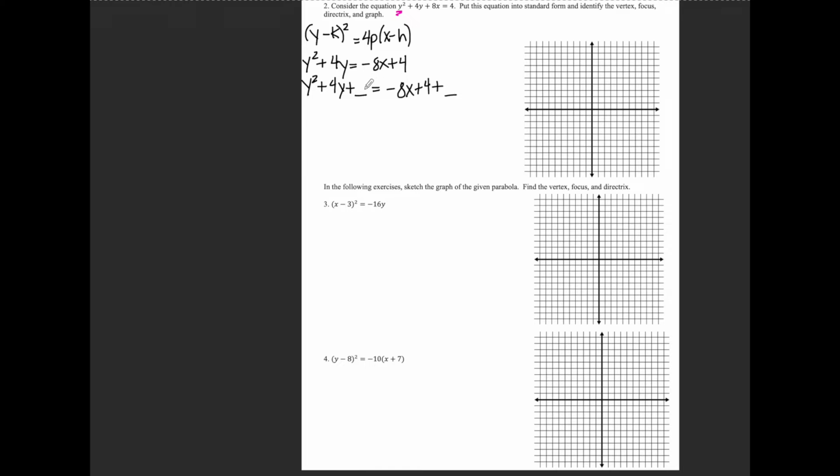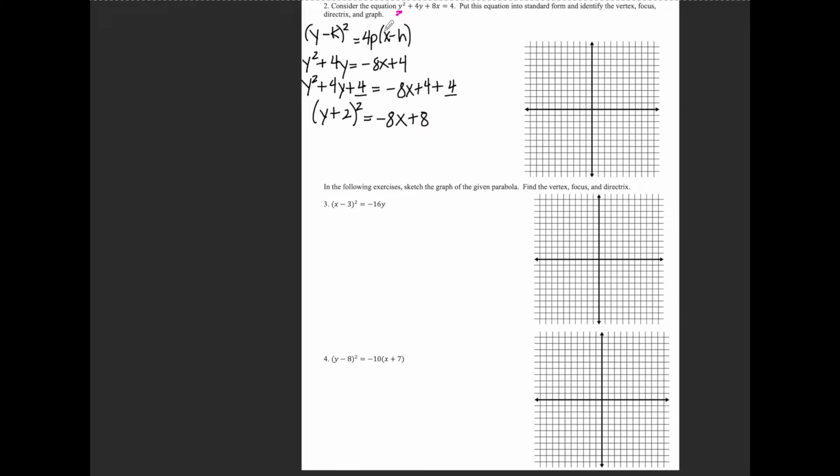In order to figure out this value that I need to complete the square, I look at the number in front of what would be the b term in an ax squared plus bx plus c standard parabola. I look at that b term and I half it and square it. 4 divided by 2 is 2. 2 squared is 4. So I'm adding 4 onto both sides. I'm now going to rewrite this left side as something squared. That's going to be y plus 2 squared. And on the right side, I'm just going to clean up. So that's going to become negative 8x plus 8.